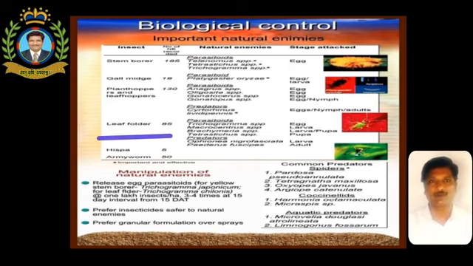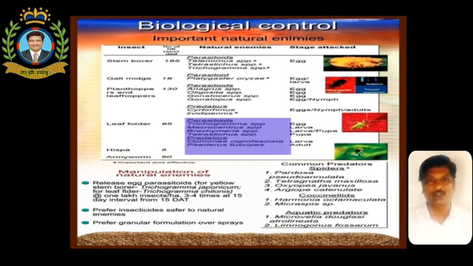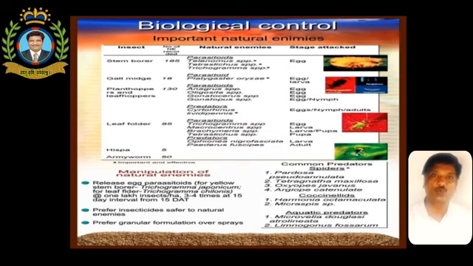In case of leaf folder, different parasitoids such as Trichogramma species, Macrocentrus species, Brachymeria species can be preferred, which are egg, larval or pupal parasitoids. Also, predators such as Ophionea nigrofasciata can be preferred, which mostly predates on the larval and adult stages.